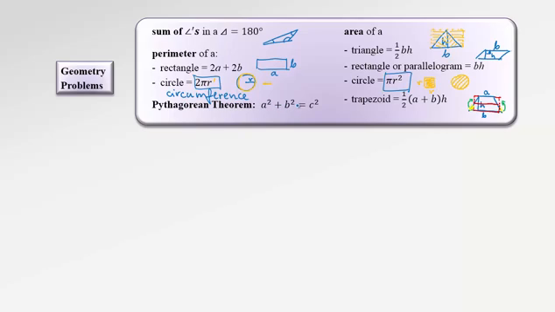A squared plus b squared equals c squared. This equation is true for any right-angled triangle. So as soon as we hear right-angled triangle, most likely we'll have to use this equation.